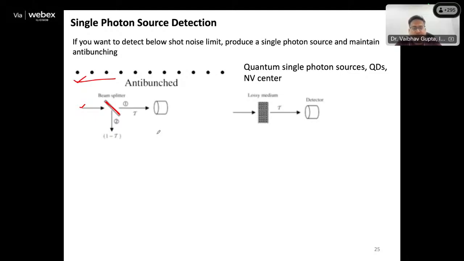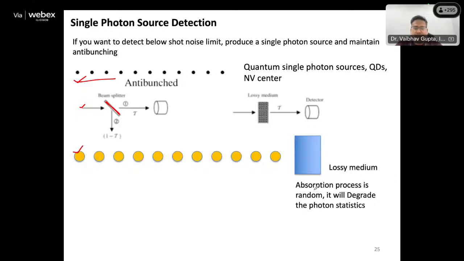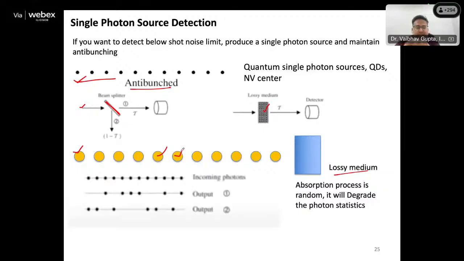Now since this beam splitter is a lossy medium, there will be the process of absorption. Now the process of absorption is a random process. So this is the stream of photons which is coming, and after this lossy medium, it is possible that some of these photons get absorbed inside this medium. And once those photons get absorbed, your whole process of creating an anti-bunched light source is reduced, meaning now there is more fluctuation because some of these photons are randomly going away from your stream of single photons. So your output one or two can become something like this.